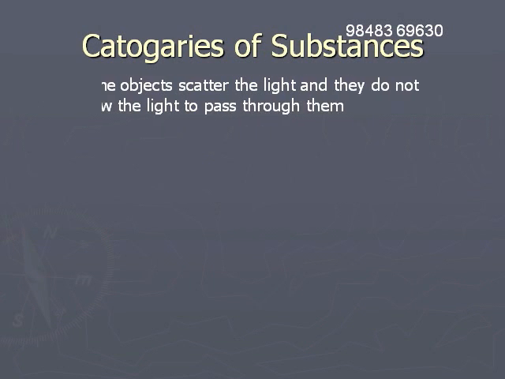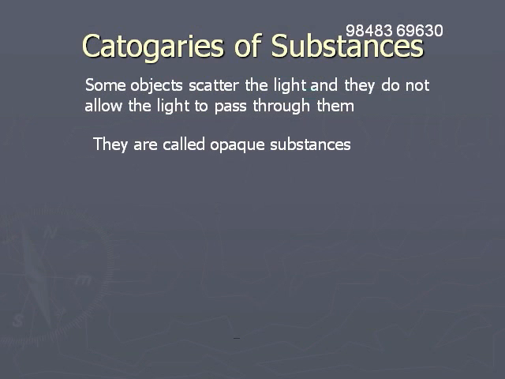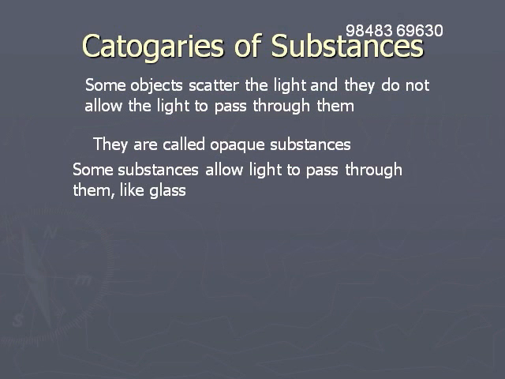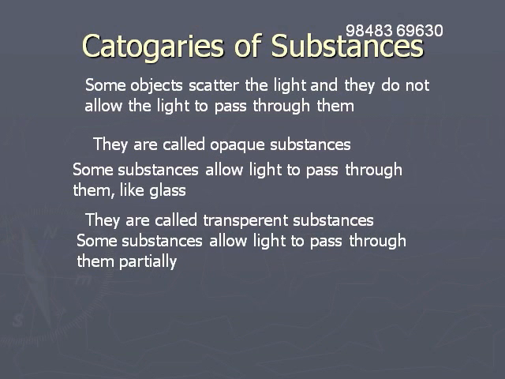We know that light is scattered by some objects, so they obstruct light, and some objects enable the light to pass through them. They are called transparent substances or transparent medium. In some substances, light is transmitted partially. They are translucent substances. So substances are divided into opaque, transparent and translucent. Opaque substances do not allow the light to pass through them. Transparent substances allow the light to pass through them, and translucent substances allow the light to pass through them partially.